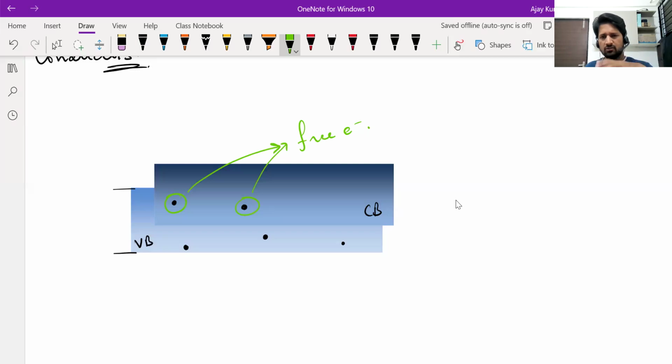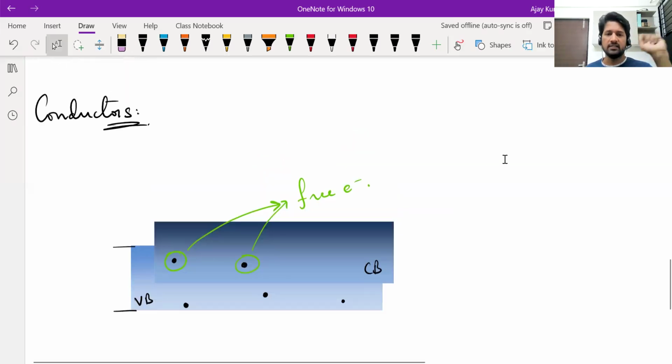So there is almost no gap, or in fact, there will be an overlap between the conduction band and the valence band in case of conductors. That is why there are a lot of free electrons in conductors.